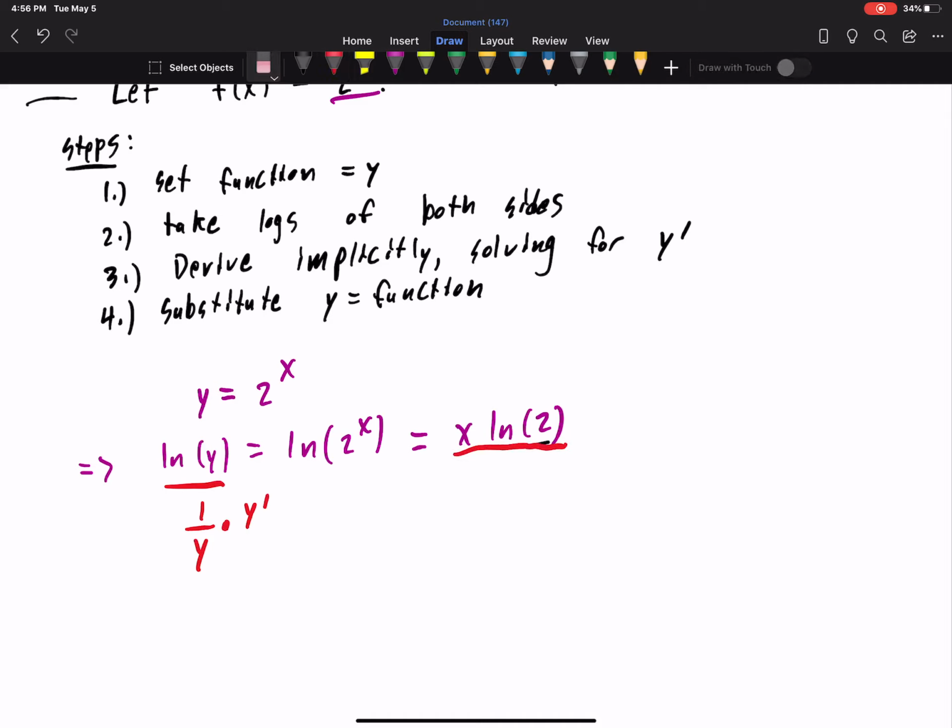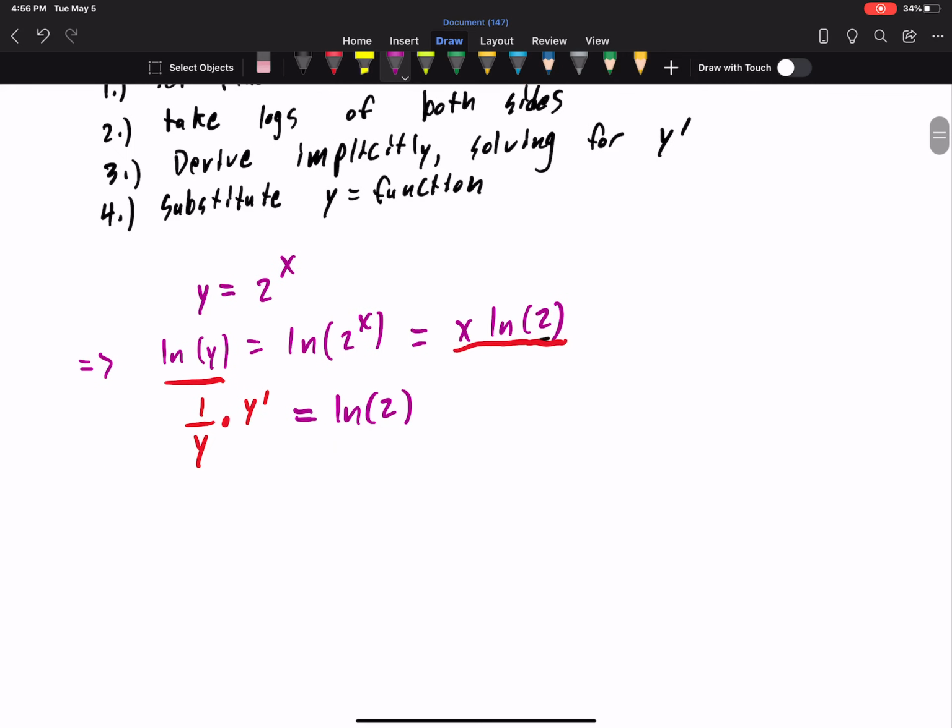we have, well, it's just a number times x. So this is going to be equal to just natural log of 2. Natural log of 2 is just a number in front of the x, and the x goes away because that's what happens when you derive just an x. All right? So then, our goal is to solve for y prime. So what this gives us is y prime is equal to natural log of 2 times y.